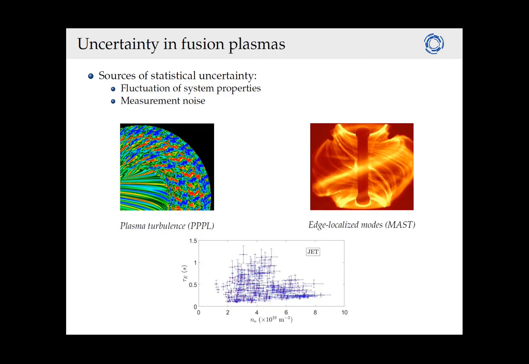So a few examples of uncertainty in fusion plasmas, or sources of uncertainty, and I'm basically actually going to discuss here statistical uncertainty.